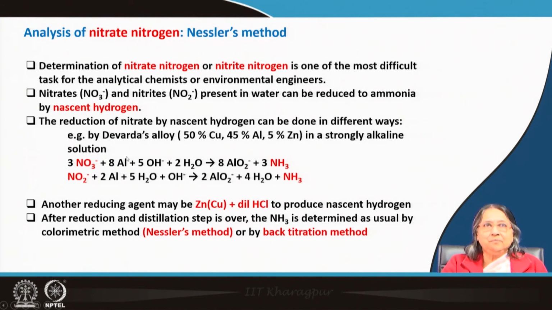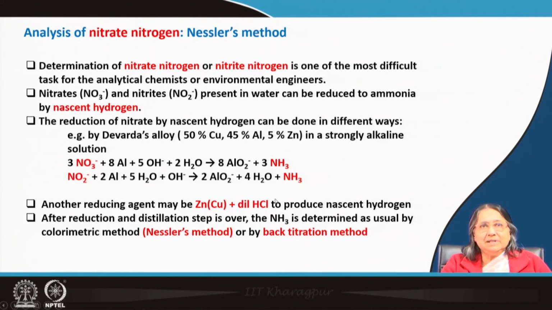This is one example, Devarda's alloy. What is Devarda's alloy? It is an alloy of metals: copper is there, aluminum is there, zinc is there, used in strongly alkaline solution. If you use Devarda's alloy in strongly alkaline medium, it will produce nascent hydrogen and then reduce nitrate to ammonia or nitrite to ammonia. So, now you are getting the ammonia nitrogen and you can apply the same method.